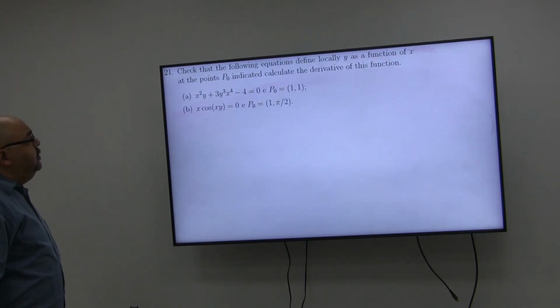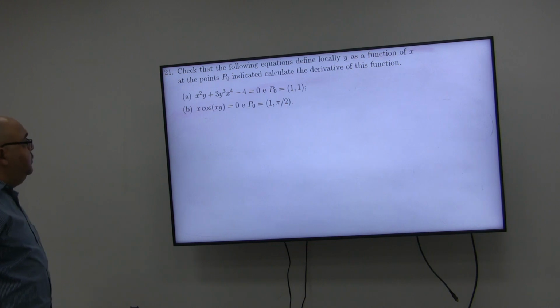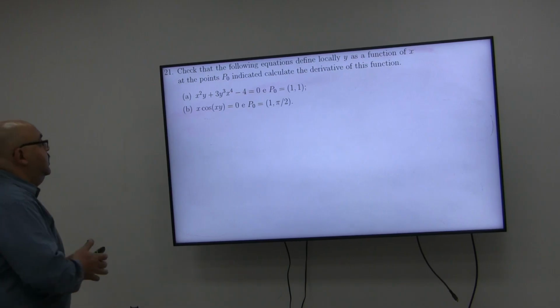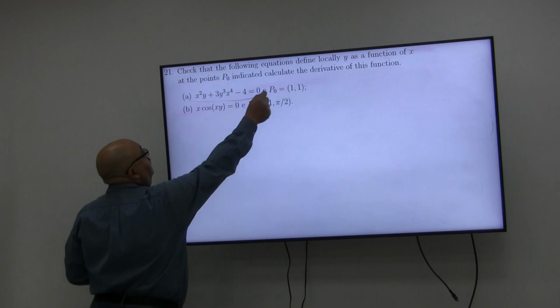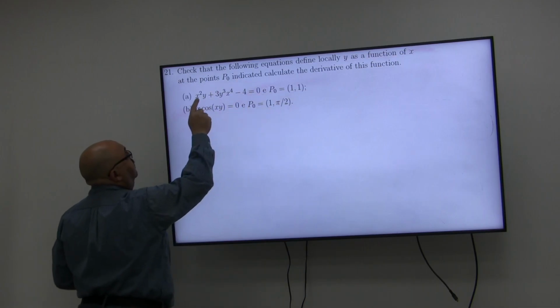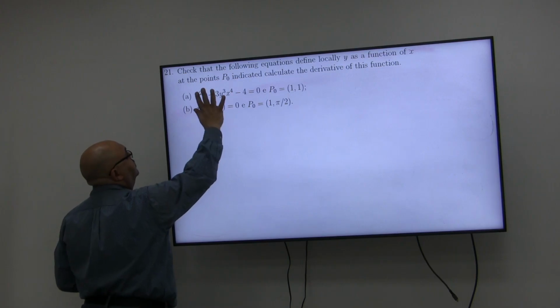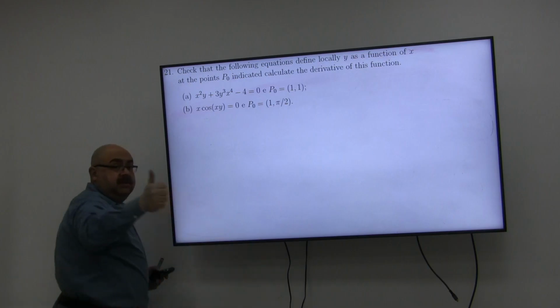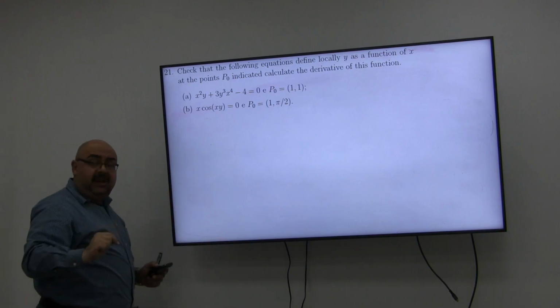Here he wants you to check the following equations. Define y locally as a function of x at the indicated point, and calculate the derivative of this function exactly like what we did. This is the first function. So I will take 1 and 1. Let's substitute together. This is going to be positive 1, and this is going to be positive 3. 1 plus 3 is equal to 4. Minus 4, the result is 0. That's the first check.